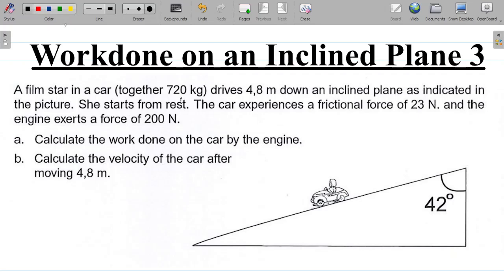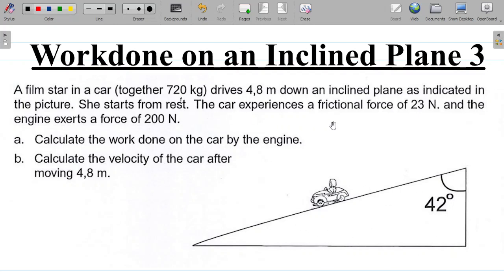In this video, we'll be trying to solve another question on work, energy, and power. Okay, we're looking at another question on work done on an inclined plane. The question here says a film star in a car together 720 kilogram drives 4.8 meters down an inclined plane as indicated in the picture. That's this image here. Okay, she starts from rest.